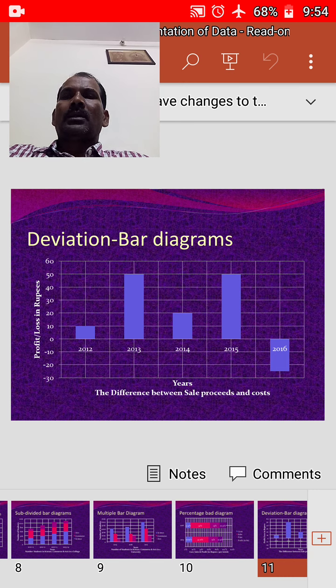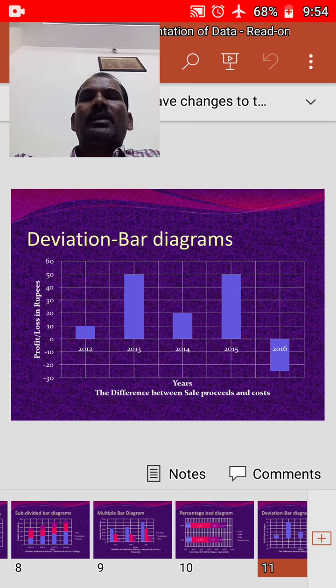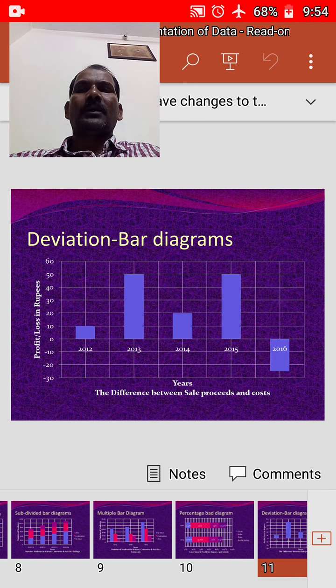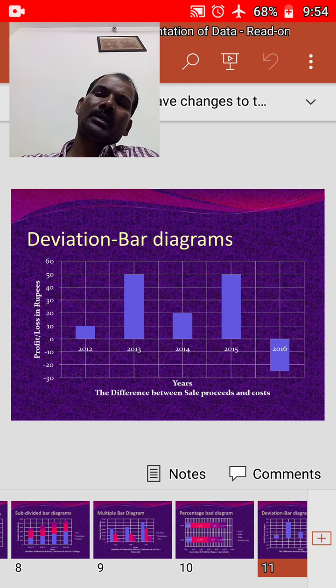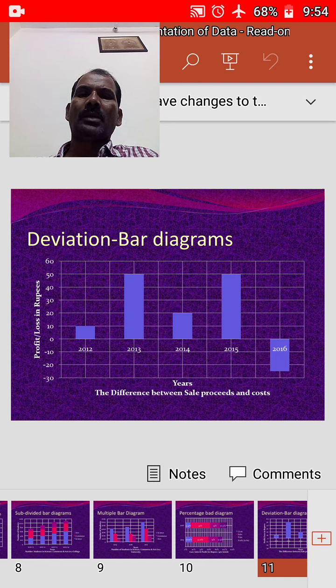Present data by taking sales proceeds and cost, the difference between sales proceeds and cost of firm A. He has given years 2012 to 2016, sales proceeds and total cost. In the year 2012, we have sales proceeds 50, total cost 40. 2013: 100, 50. 2014: 200, 180. 2015: 500, 450. 2016: 775. Now with the help of this data, we can construct a deviation bar diagram.